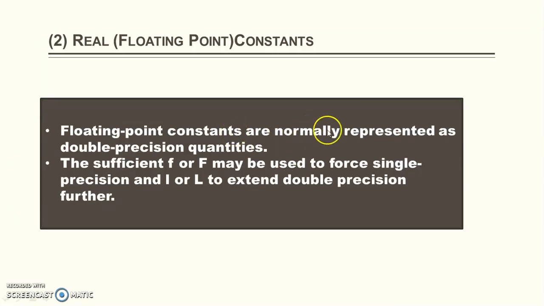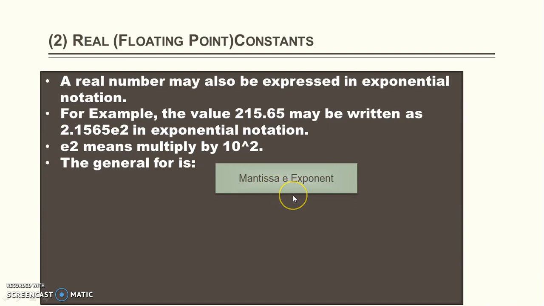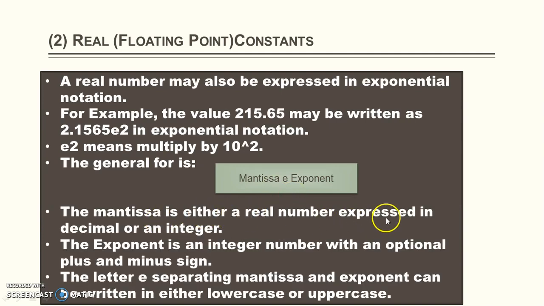Floating point constants are normally represented as double precision quantities. The suffix f or capital F is used to force single precision, and l or capital L to extend to a double precision floating point number. Next, a real number may also be expressed in exponential form. For example, the value 215.65 may be written as 2.1565E2 in exponential notation, where E2 means you have to multiply this number by 10 raised to 2. The general form is mantissa E exponent, where the mantissa is either a real number expressed in decimal or an integer. The exponent is an integer number with an optional plus or minus sign. The letter E separates mantissa and exponent, and can be written in either lowercase or uppercase.